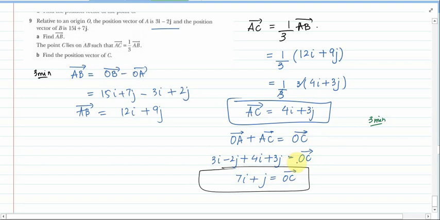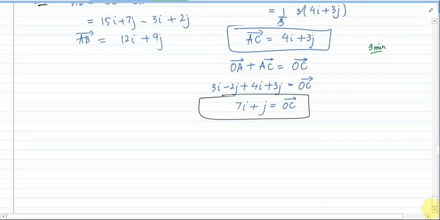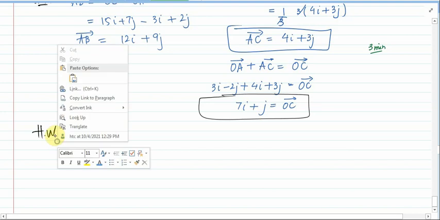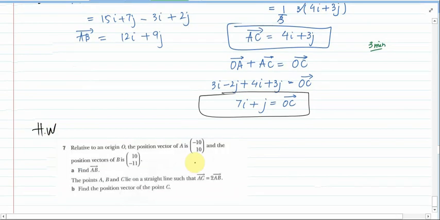So I hope that all of you got the idea how to solve the vectors, how to find the unknowns, how to use your unit vector to find out the unknown. And for your homework part, you need to attempt question number 7. If you don't have the book, then this is the question you need to attempt. We have attempted such type of question in this session, so you need to give it a try, and I expect that all of you can get your answer easily.